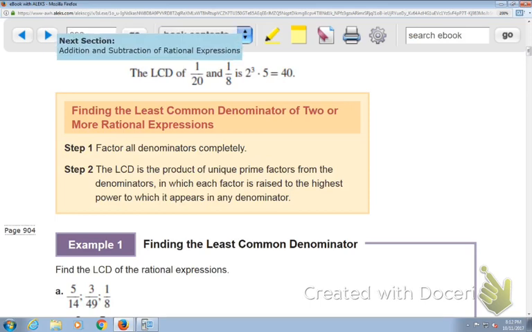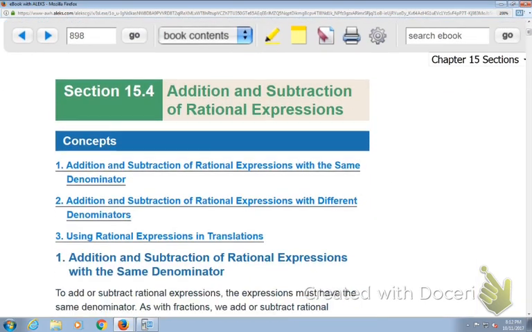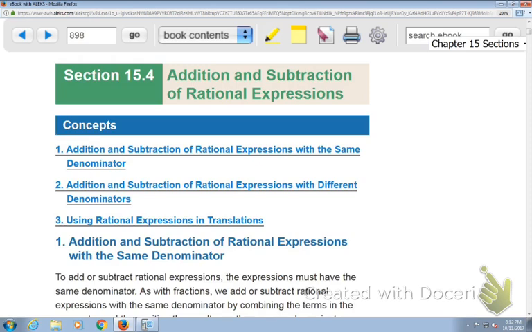So we're moving to the next section, 15.4, where we're going to use it. So addition and subtraction. Multiplication and division was pretty easy. Multiply straight across, division flip and multiply straight across. Addition and subtraction is where we gum up the works a little bit. So there's good news and there's bad news in this section. Good news first.